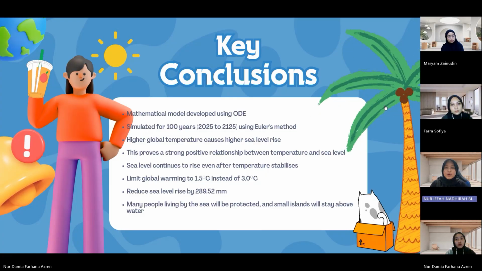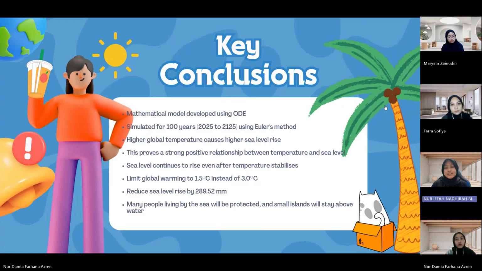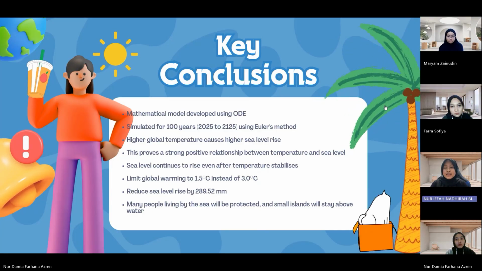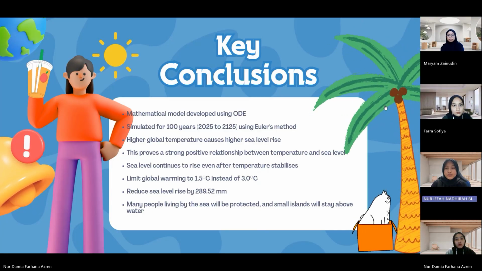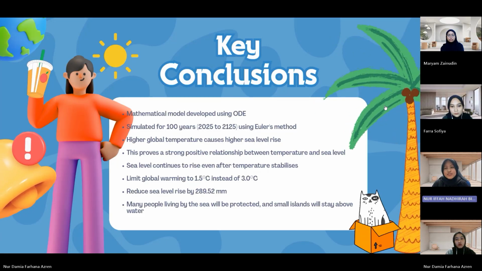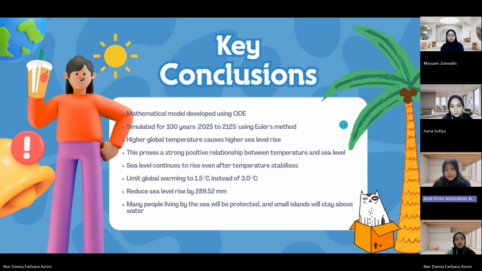If we keep global warming at 1.5 degrees Celsius instead of 3.0 degrees Celsius, we can also reduce the sea level rise by 289.52 millimeters. So many people living by the sea will be protected and the small islands will stay above the water. Thank you.